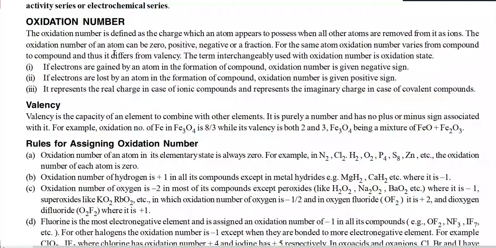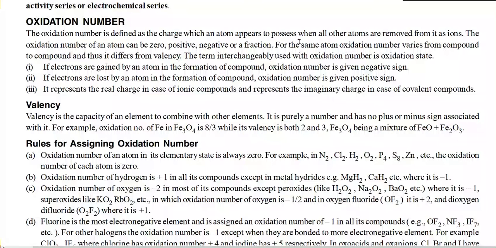Students, oxidation number is defined as the charge which an atom appears to possess when all other atoms are removed from its ion. I will give you an example of this definition so that you can understand it in a better way. Oxidation number is always written for an atom or a group of atoms.